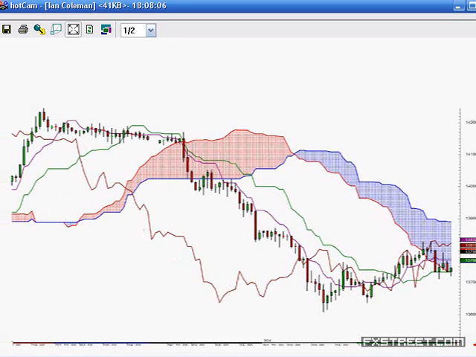What we're looking for mainly is the cloud. Okay, don't worry too much about what color the cloud is, because that is irrelevant. What we want to be aware of is the thickness of the cloud, where it's projected forward to, where support is projecting into the future, and also when we break out the cloud, if it's to the downside, the cloud then becomes resistance. If it's to the upside, the cloud then becomes support.